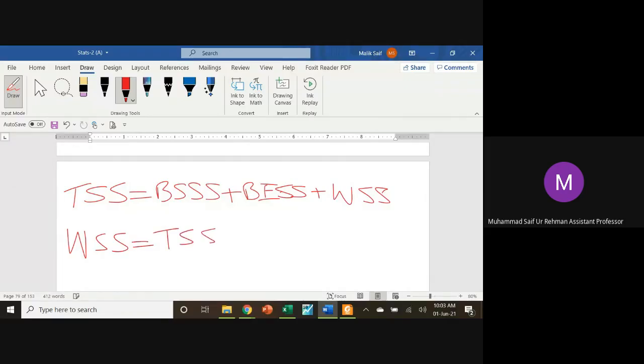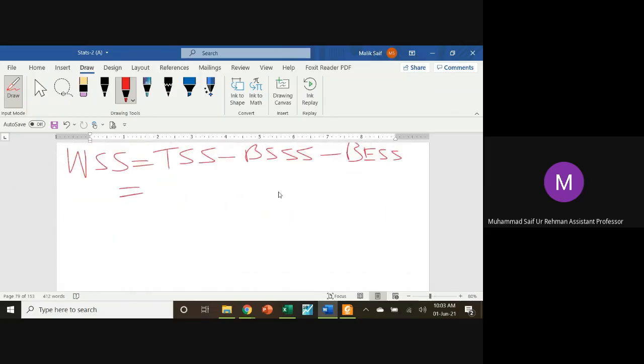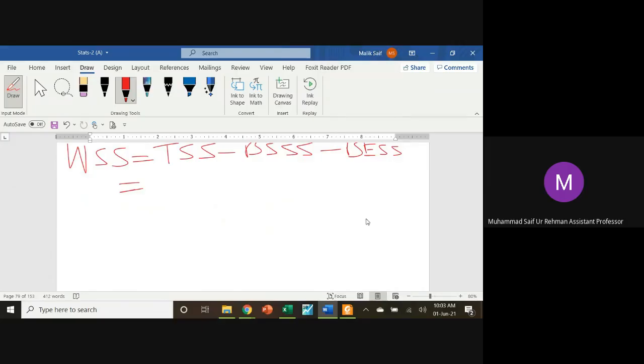This will be TSS minus BSS minus BESS. So now write down the values and have the final value, that is variation within the shifts or within the treatment. So this is basically what we also call residual sum of square or otherwise error sum of square. Okay.